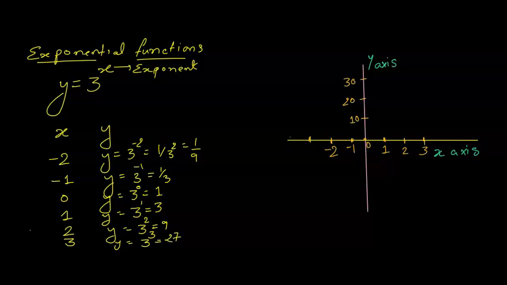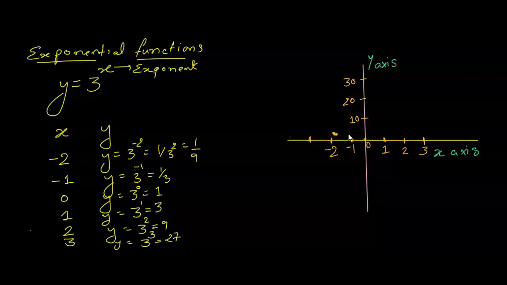If I want to draw the graph for this exponential function, let us take the x-axis where I am going to plot the points of x, and this is the y-axis, where the answers would be plotted. So for minus 2 it was 1 by 9, something like over here. Minus 2, 1 by 9.